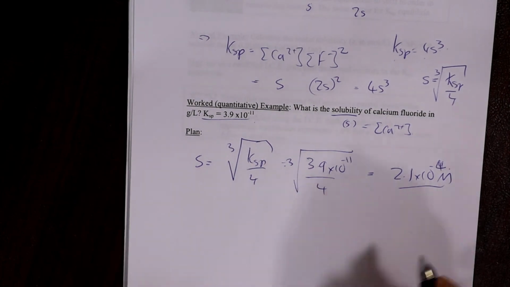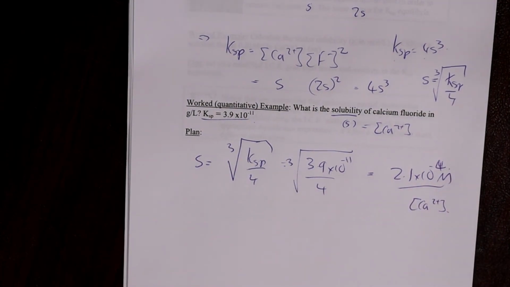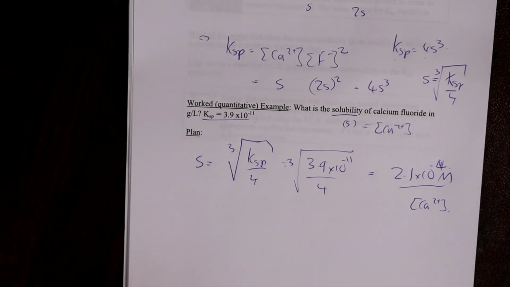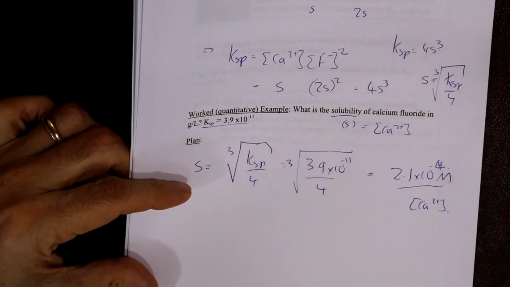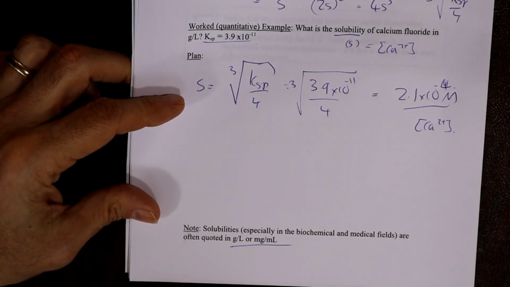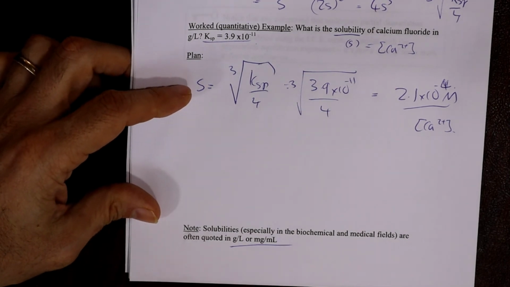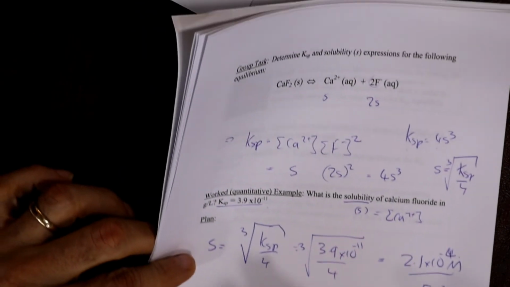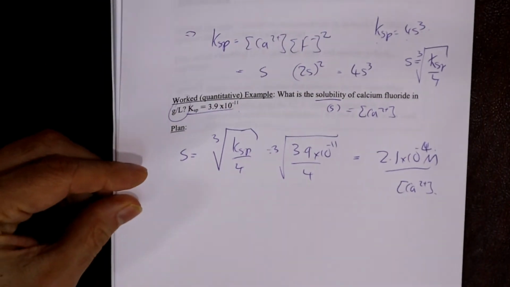Now, that's the solubility of calcium ions. In industry, they don't usually do things in moles per liter. That's what we do in chemistry. In the biochemical and the industrial fields, it's usually grams per liter or milligrams per milliliter. So how do we turn this into what they want, grams per liter? It's actually simpler than you think.